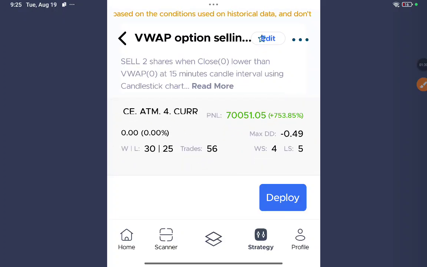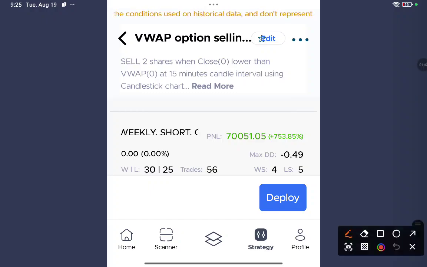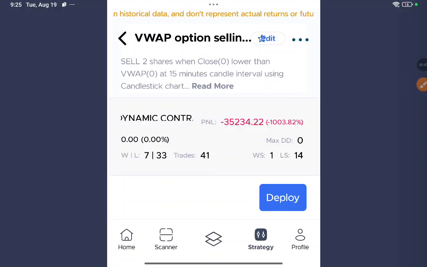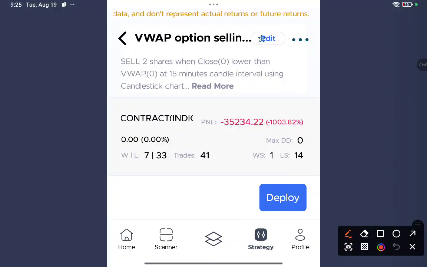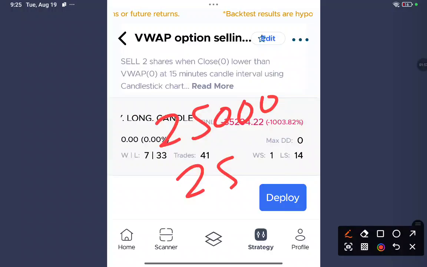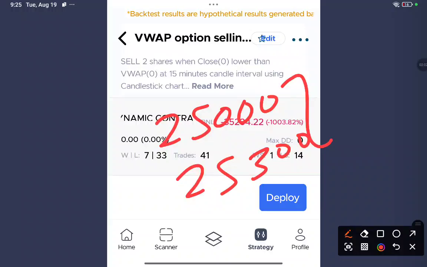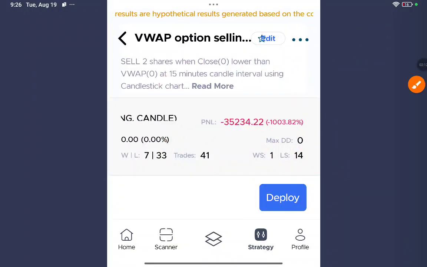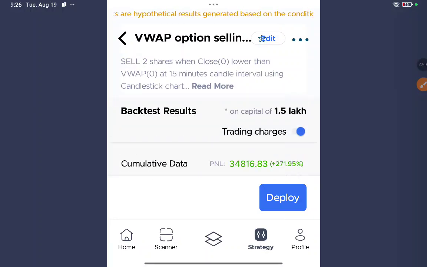As you can see over here, this is the option which we have sold, short. And I am hedging it against the call which I have bought further away. For example, I'm selling 25,000, then I'm hedging it with 25,300. This way the margin requirement gets reduced to 75,000 if you are doing it with one lot. Since I'm doing it with two lots, I can easily do it with 1.5 lakh.